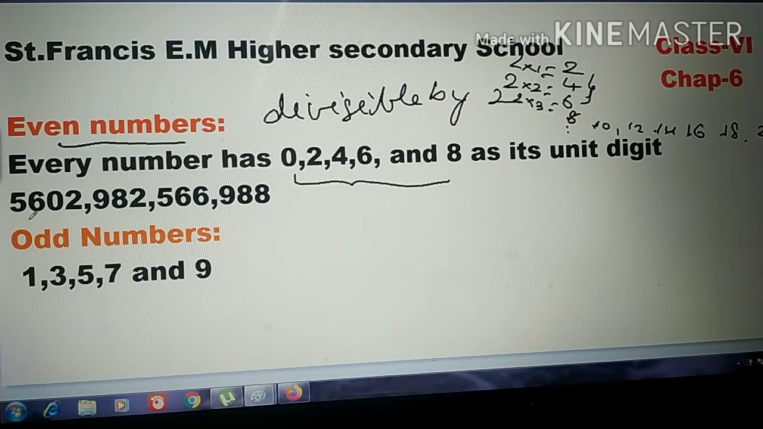See this example, I am taking 5602. If you observe here, we have in the unit digit 2. Here also you have unit digit 2, unit digit means ones digit. You get 6 here. Like that, if you find any even number, you can find these numbers only in the unit digit of that number.